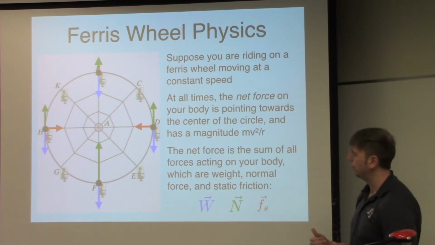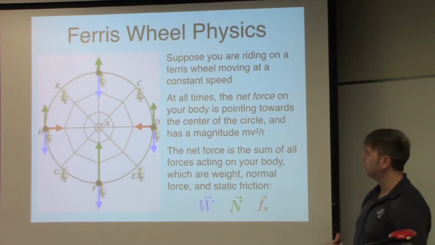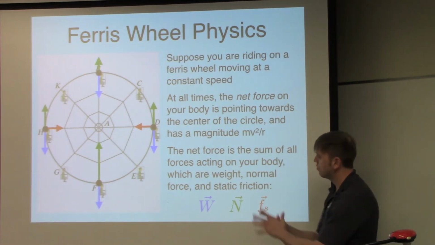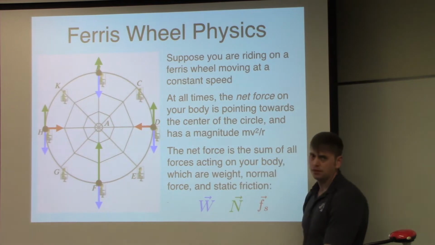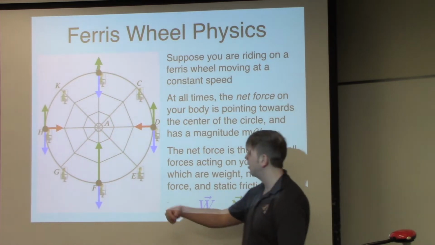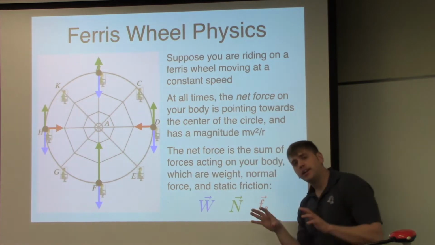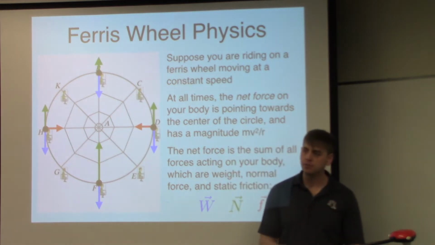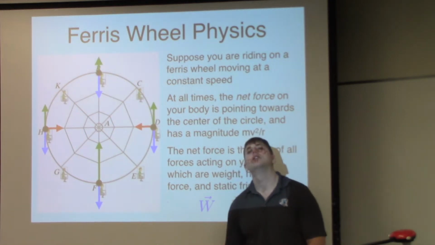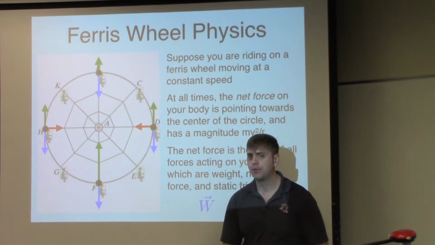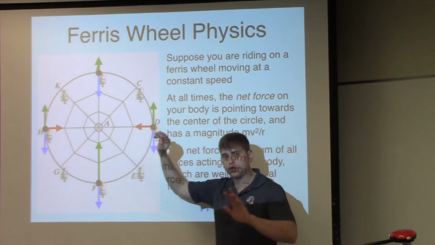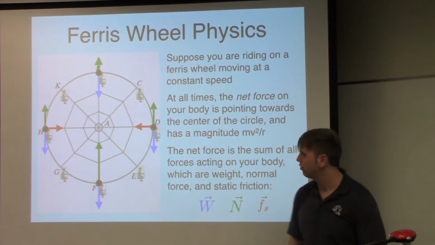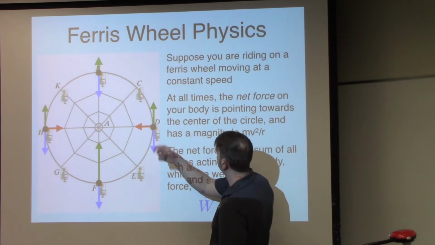Okay, so Ferris wheels are an interesting example of circular motion in action. Imagine a Ferris wheel that you're riding on that moves at a constant speed. It doesn't speed up or slow down, it's just rotating at a constant speed. But by now we should know that if your body is moving in a circular path like this at a constant speed, it's still accelerating, and there's still a net force acting on it. That net force has to be, at all times, pointing towards the center of the circle. So the net force on your body is always pointing towards the center of the circle.